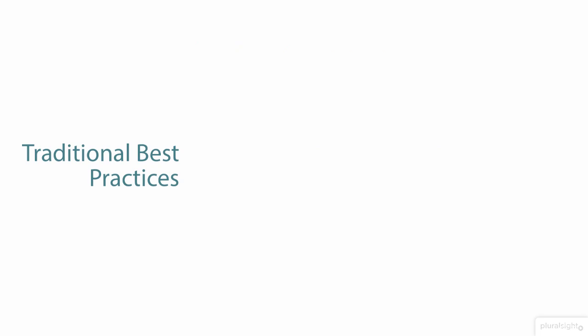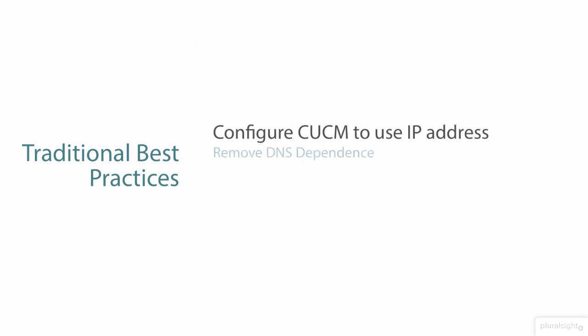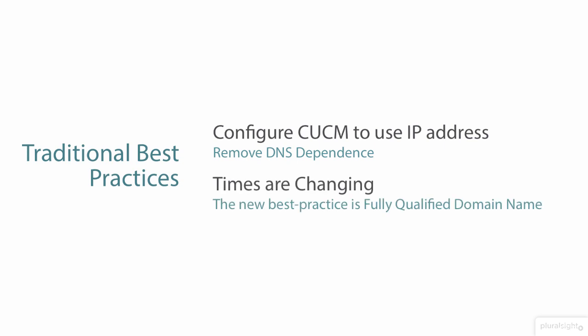First off, and again, this is going to be a review, traditional best practices were to configure CUCM to use an IP address, and the purpose for that was removing the DNS dependence. Now, times are changing, and the new best practice is that we're going to leverage FQDN, and that's all about these certificates. So this slide is a review, but I really want to drive this home. If you're not starting out already with FQDN, you're going to be really struggling to get things working properly, and you're going to be dealing with a lot of certificate validation problems. So get this out of the way first.